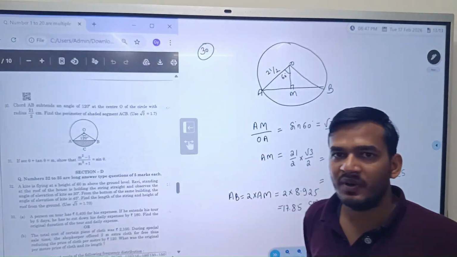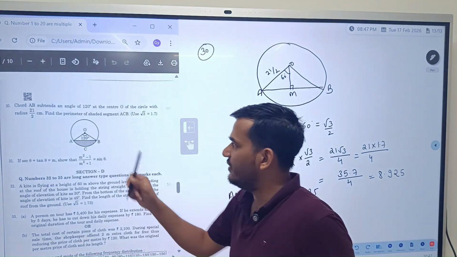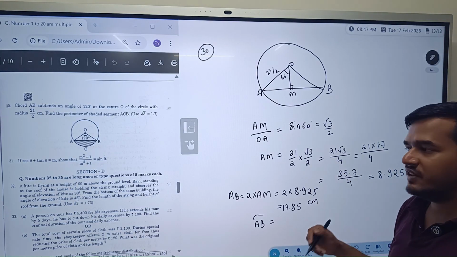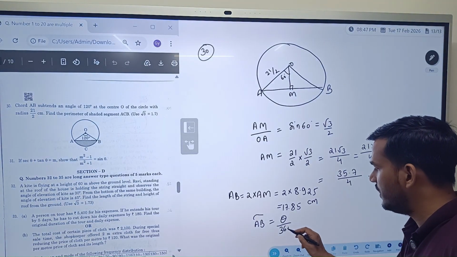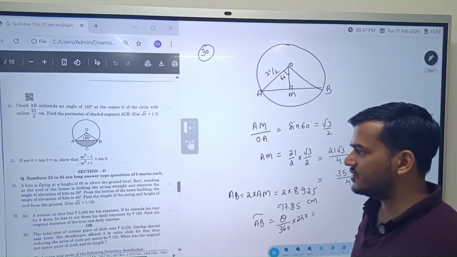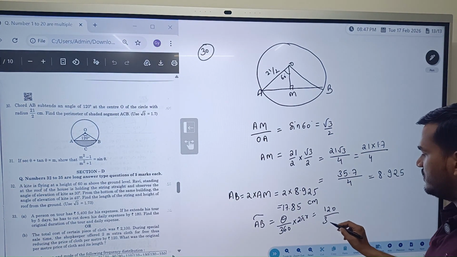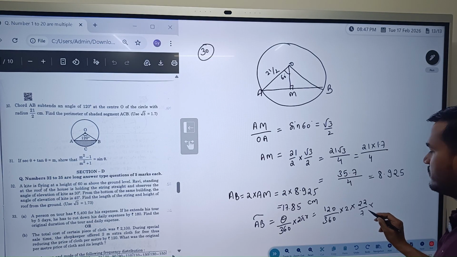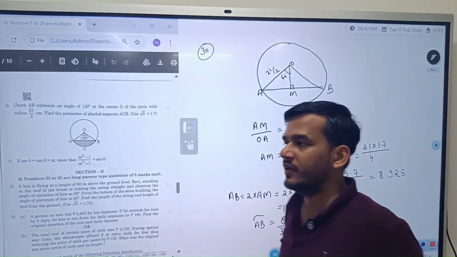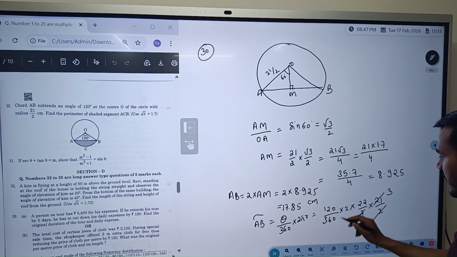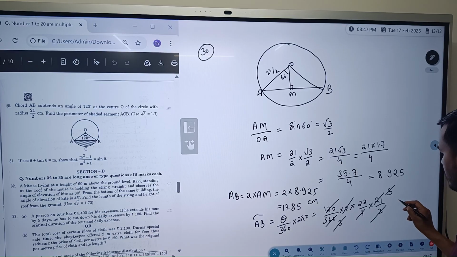Now since we have to find the perimeter, we have to find the arc length AB. Arc length AB is nothing but theta by 360 into 2 pi r. Now we substitute all the values. Theta is 120 degree in this case. So 120 by 360 into 2, pi is 22/7 and the radius is 21/2. Now 7 3s are 21, 2 will cancel, this is 3 times, so 3 also cancel. 22 centimeter is the arc length AB.